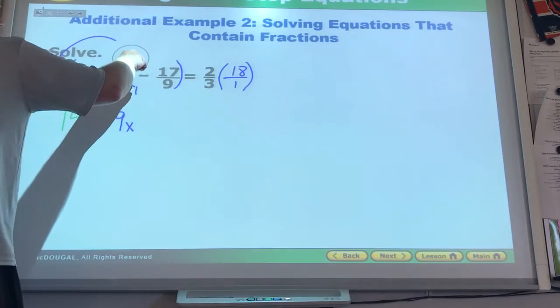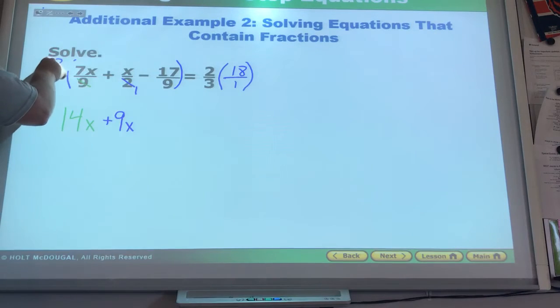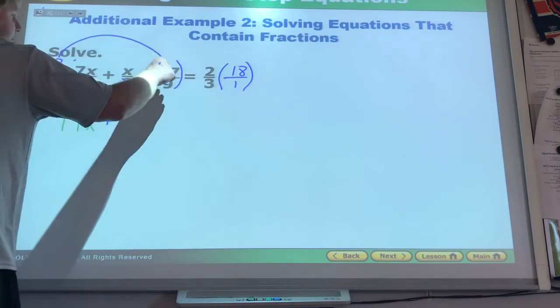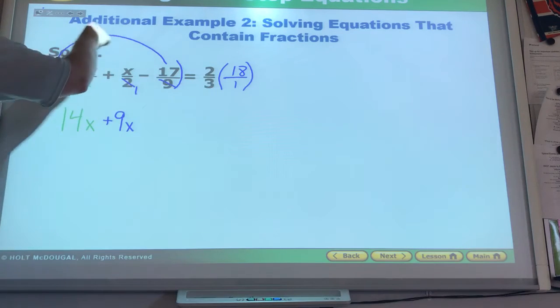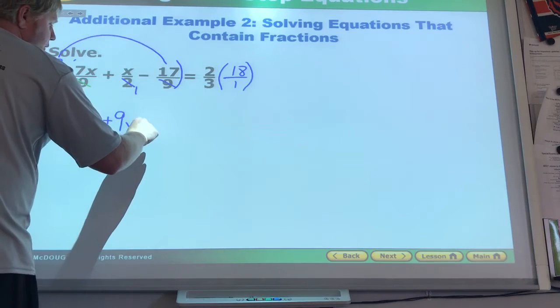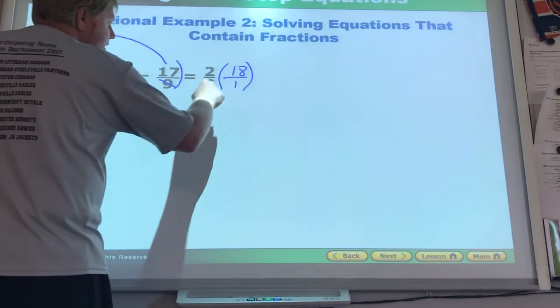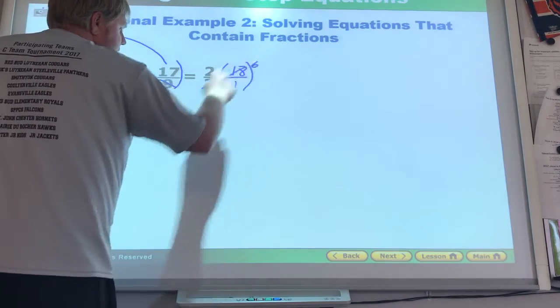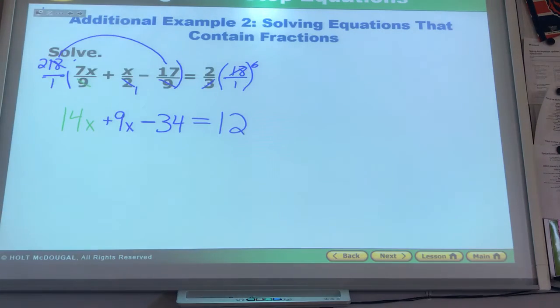Let's think about it again. 18 over 1. I'm going to take it all the way over here. 9, oh, that becomes 2. I'm reducing these. So 2 times 17, that becomes 34, and it's a minus 34. Over here on this side, I can reduce. This becomes 6. 2 times 6 is 12. I'm rid of all of my fractions.